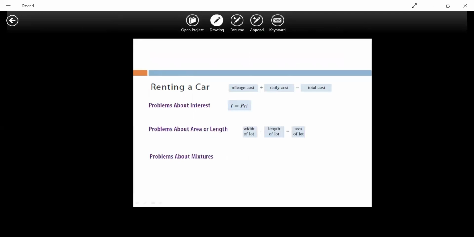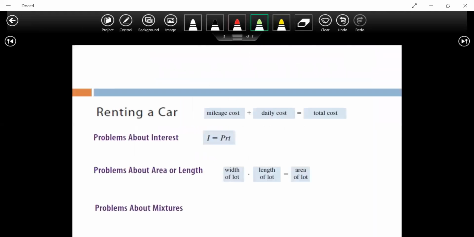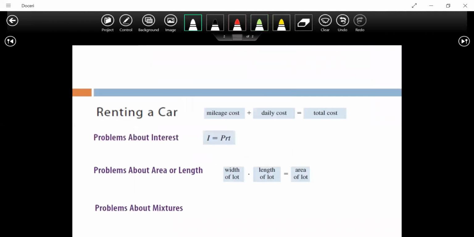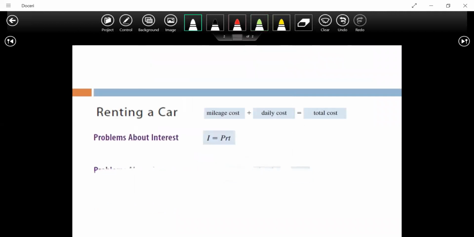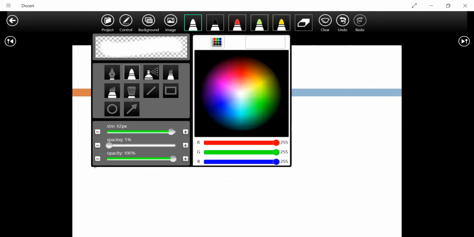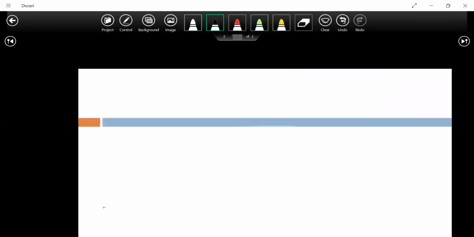Don't copy this down. We're just going to work with mixture problems. I want you guys to have an idea what we're doing with these. I was going to do more different types, but we're going to move on. Mixtures. These are a bunch of mixtures.